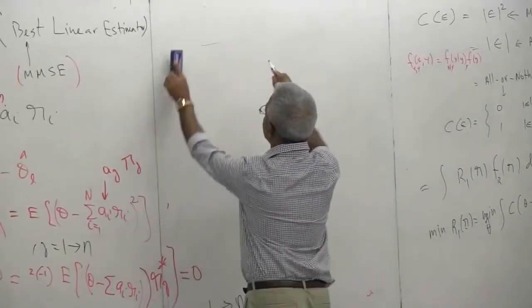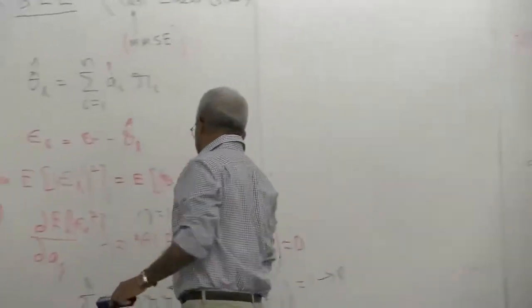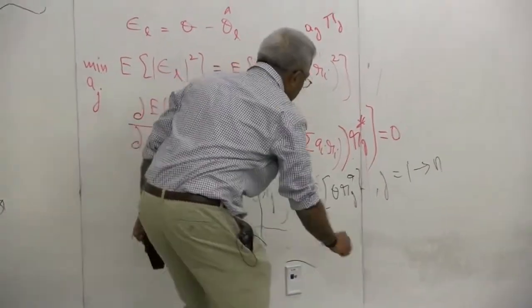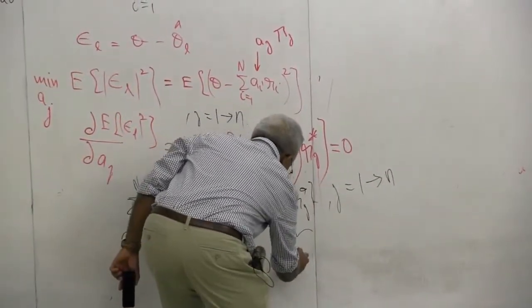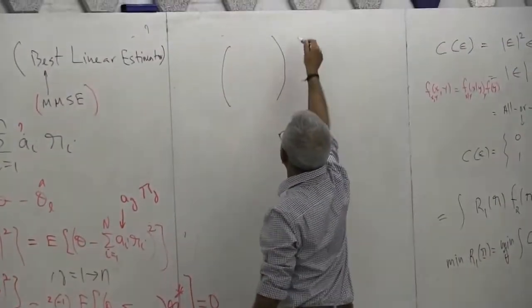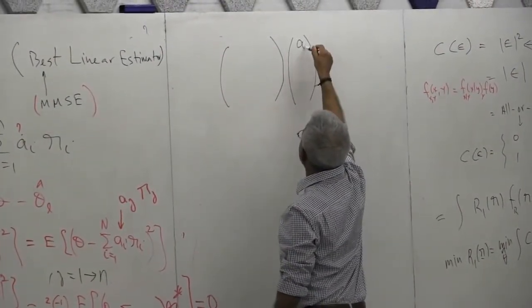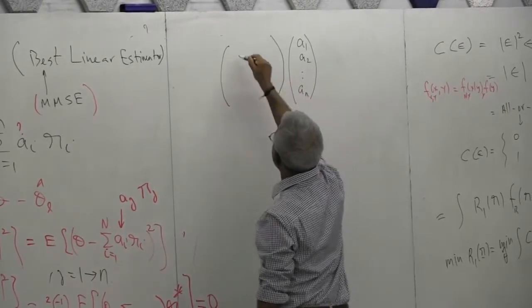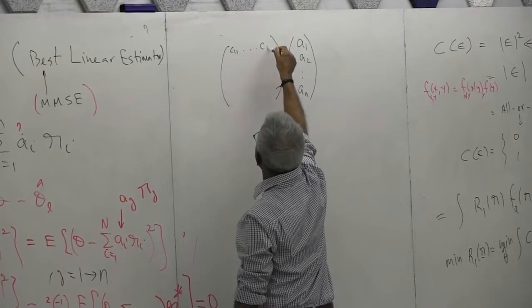I'll particularly talk about this linear estimation, especially when we go to stochastic processes, so I don't want to spend too much time here. So for example, if I call this quantity C_ij, and let me call this quantity gamma_j, then you see I have a set of equations which I can write in matrix form: a1, a2, etc., an, and this is c11, etc., c1n.